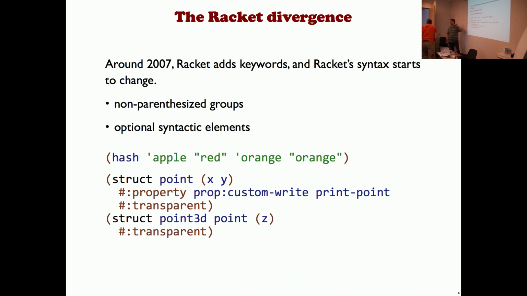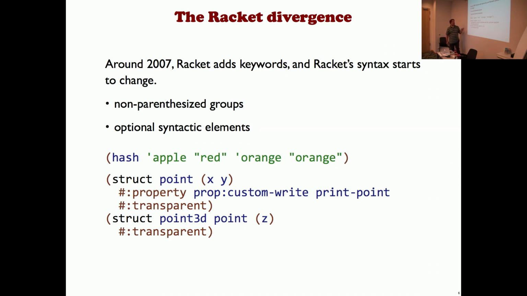So here's some examples. Racket's function for creating a hash table just takes alternating key and value pairs. Alternating key and value expressions. Here's the syntax for defining a structure type called point. So we have struct point, x y, there's the fields. And then we have these clauses like property, prop custom write, print point, that consists of 3 terms, but that's one logical thing, right? And then we have this other clause that's transparent that affects equality and comparison, and that's one thing. And then there are other variations. There are like 2, I think.